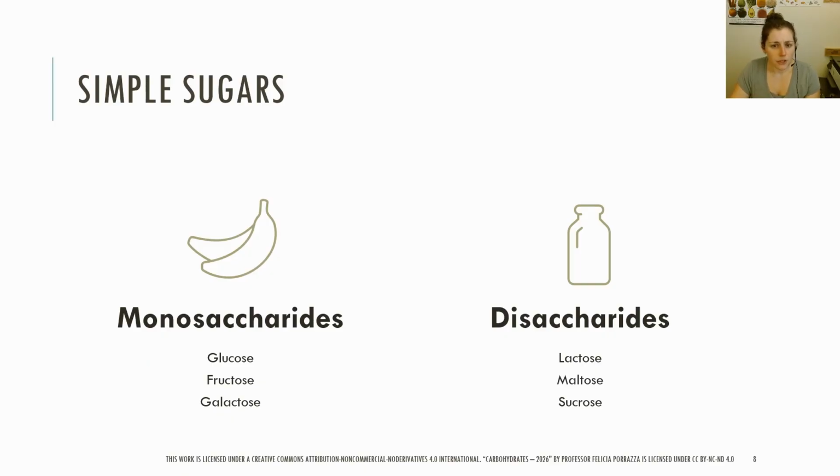We also have sugar alcohols, which are derivatives of monosaccharides. Examples of sugar alcohols are sorbitol, xylitol, and glycerol. Xylitol is similar in sweetness as table sugar.